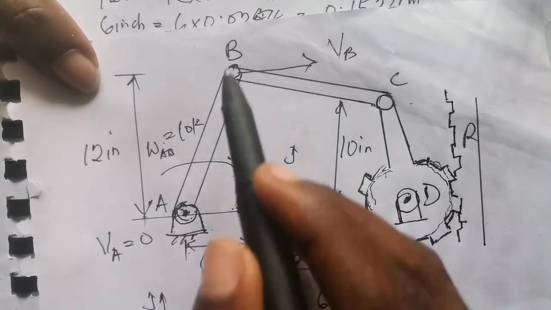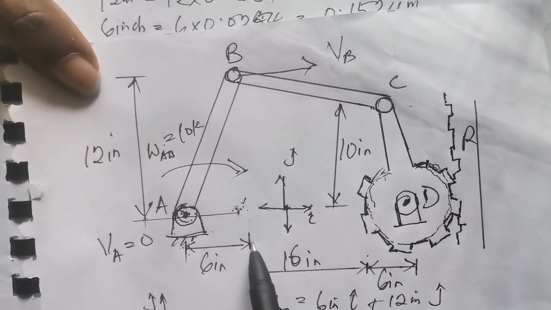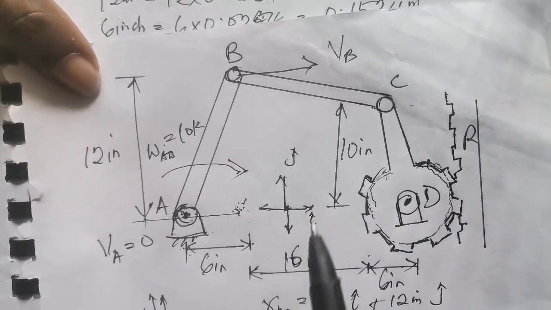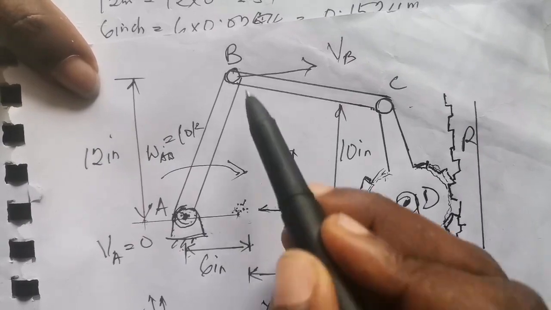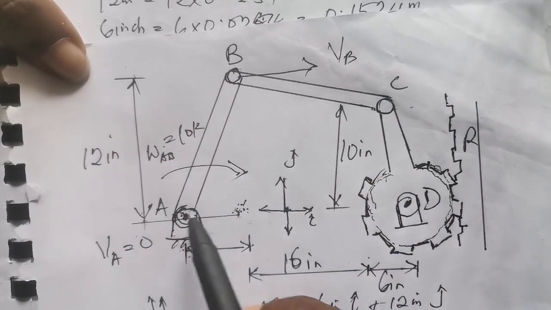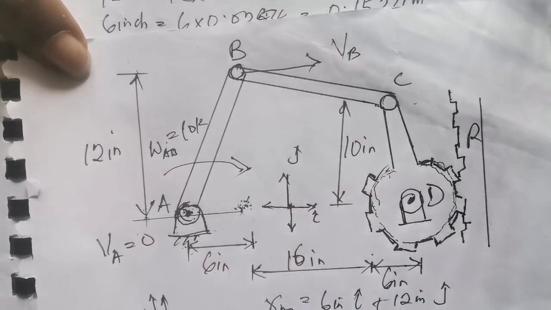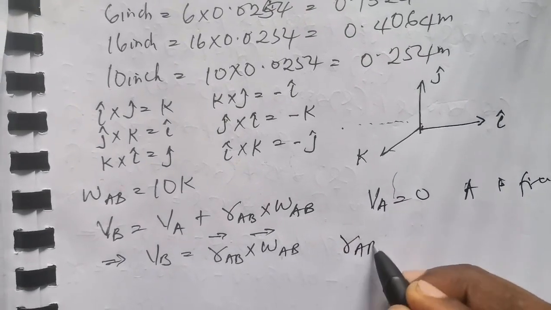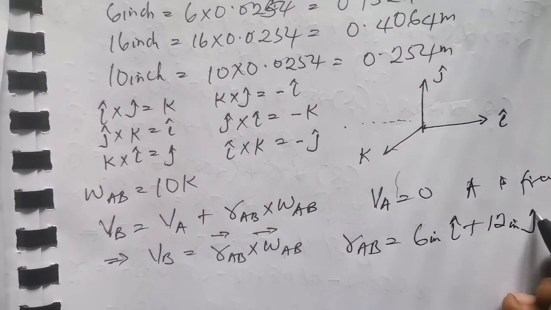So I will move from point A now to locate point B. I will simply move from here to this point, covering this distance, which is what? 6 inch. So to locate point B, first of all, I move from here to this point, covering 6 inch, and this is the I direction. So that simply means I have 6I, or 6 inch in the I direction, plus then I'll move from here to locate point B, covering this height, which is what? 12 inch. So to locate point B, my position is simply 6 inch in the I direction plus 12 inch in the J direction. So RAB is equal to 6 inch in the I direction plus 12 inch in the J direction.